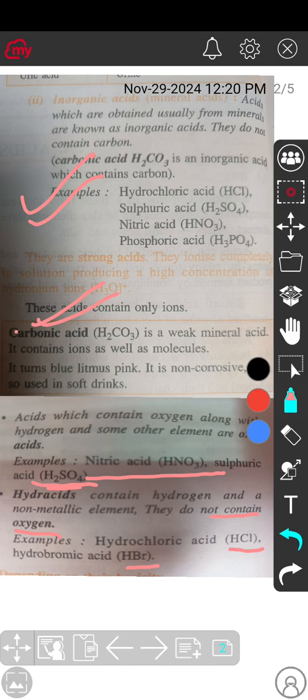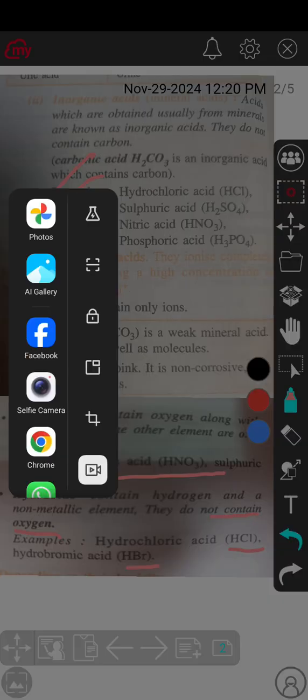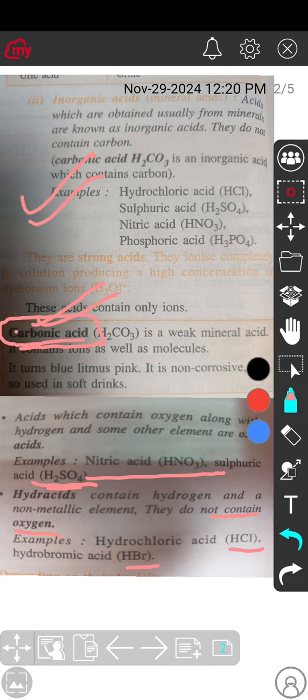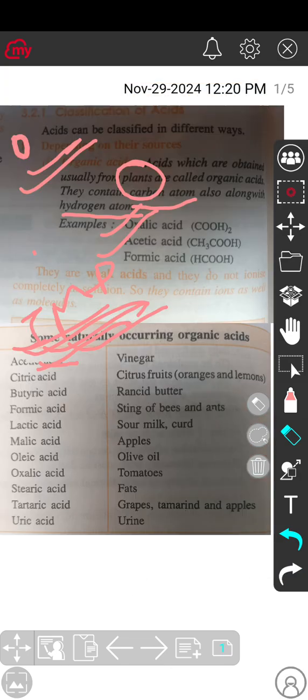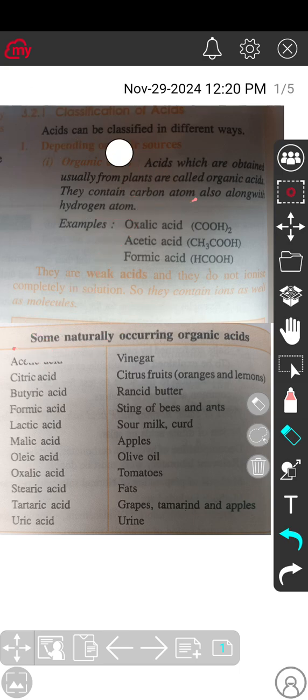So please learn about carbonic acid. It turns blue litmus pink. It can come as an MCQ also. So please learn the special features about this. Let me rub it out. If you want to take a screenshot, please take it. It's very important. The previous one, if you want to take it, please take it. I'm rubbing it out.